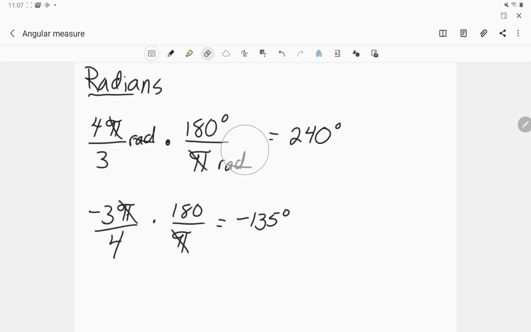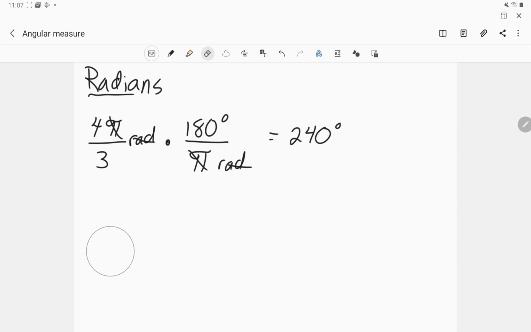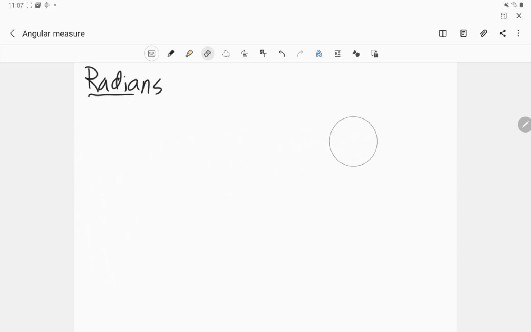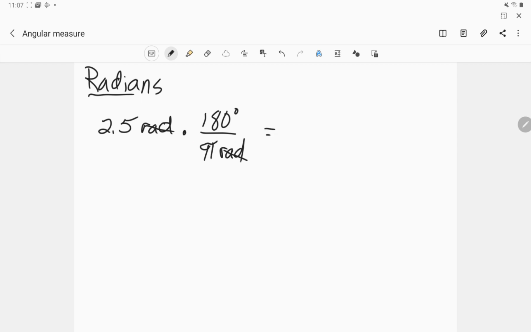The only difference is sometimes, very rarely, but sometimes they will give you something in radians, but they won't give it in terms of pi. For example, they will give you 2.5 radians. There's no pi in that because what they've done is they've multiplied the pi in. So we're going to multiply by 180 degrees over pi radians so that the radians cancel. So in your calculator, you're going to put 2.5 times 180 and you're going to hit divided by pi. You're going to use your pi button.